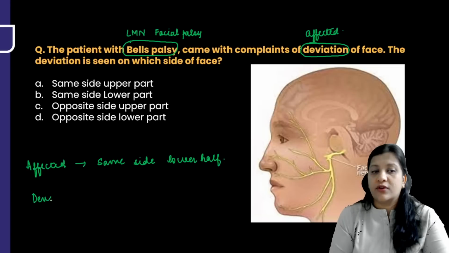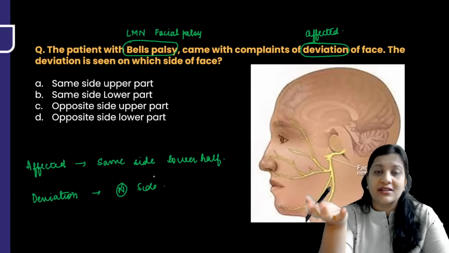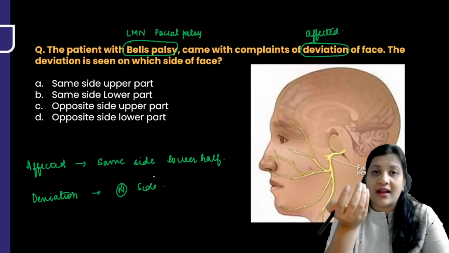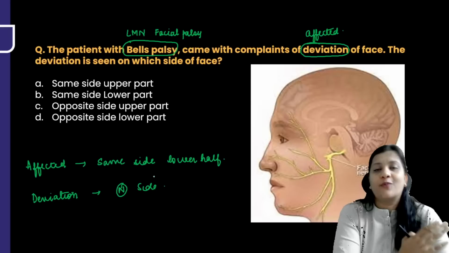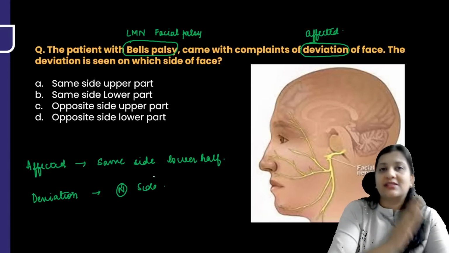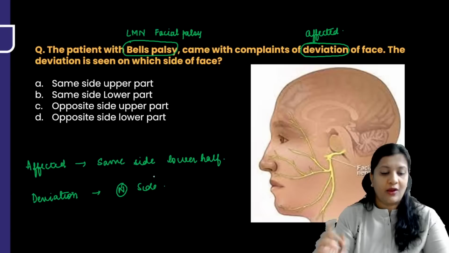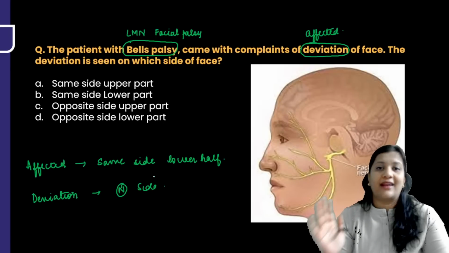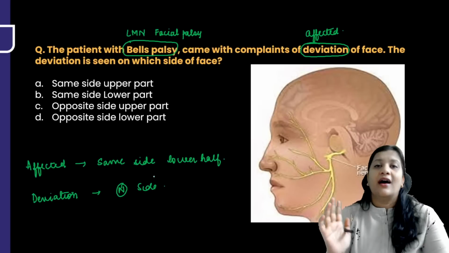If the question was deviation, the deviation is towards the normal side. Why is the deviation towards normal side? Obviously one side muscles are not functional, they are paralyzed. The opposite side muscles are functional, so they pull the face towards the normal side. So deviation is towards the normal side, but the affected part is the same side. Okay. So I hope you get this answer right in your exam. Whether the question was affected or deviation, you should be able to understand and answer this question.